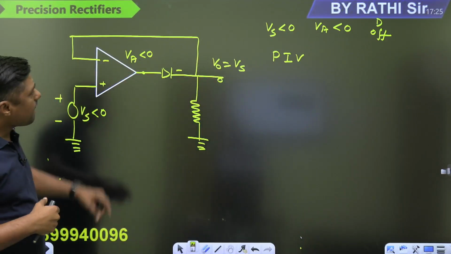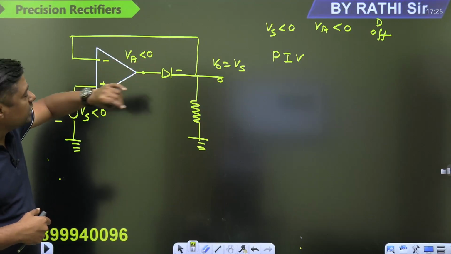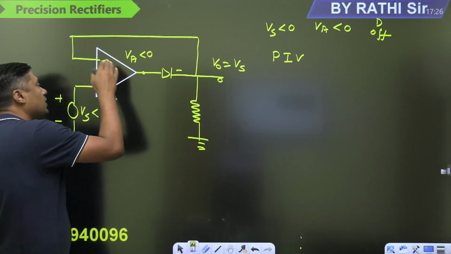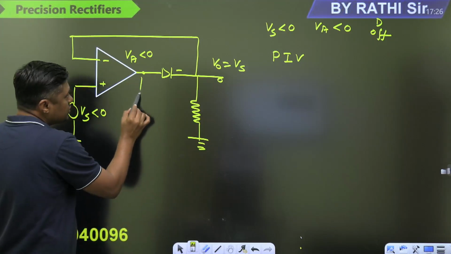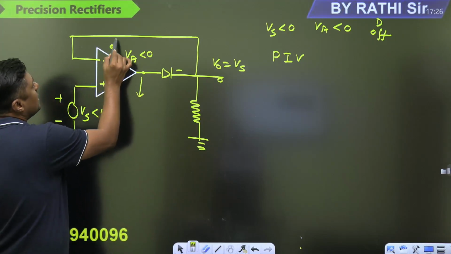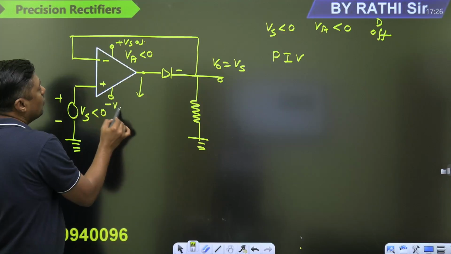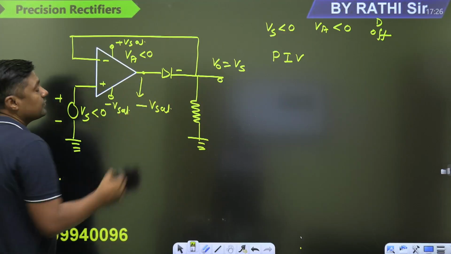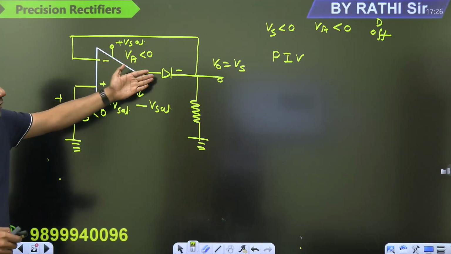Now, because the diode is off, there is no negative feedback. When there is no negative feedback, the operational amplifier will go into saturation. When the operational amplifier goes into saturation, what is the voltage here? For example, it is plus Vsat, it is minus Vsat. The voltage at this point will become minus Vsat, negative saturation. It will go into negative saturation. For example, it is minus 15 volt.